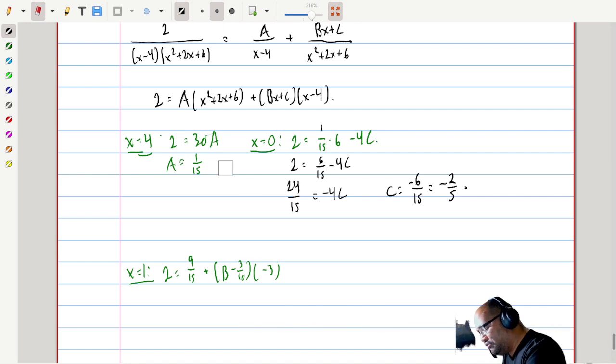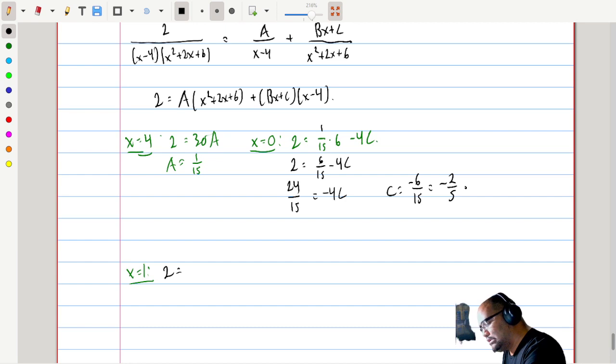I want to do a couple of improper integrals here. All right, so when x equals 1, we have 2 equals 9 times 1 over 15, plus b minus 2 over 5.